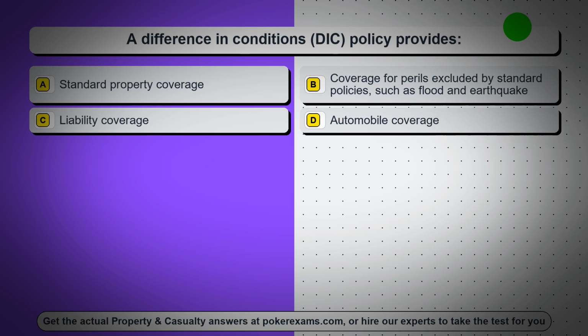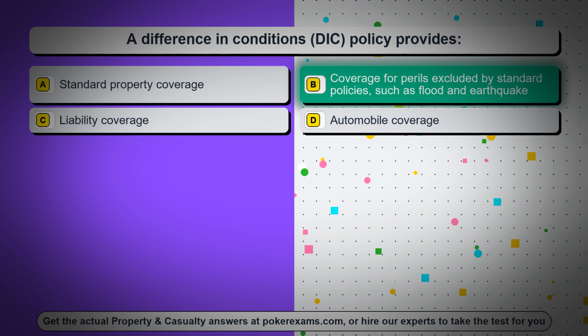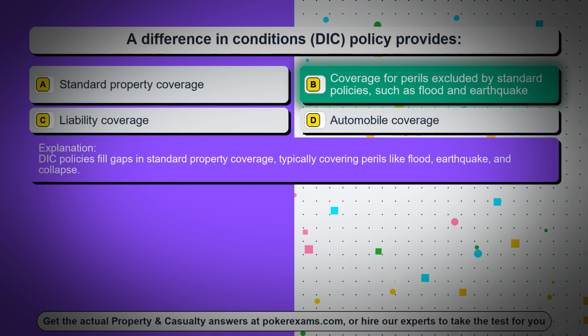Question 41. A difference in conditions, DIC, policy provides. Option A, standard property coverage. Option B, coverage for perils excluded by standard policies, such as flood and earthquake. Option C, liability coverage. Option D, automobile coverage. The correct answer is option B, coverage for perils excluded by standard policies, such as flood and earthquake. DIC policies fill gaps in standard property coverage, typically covering perils like flood, earthquake, and collapse.